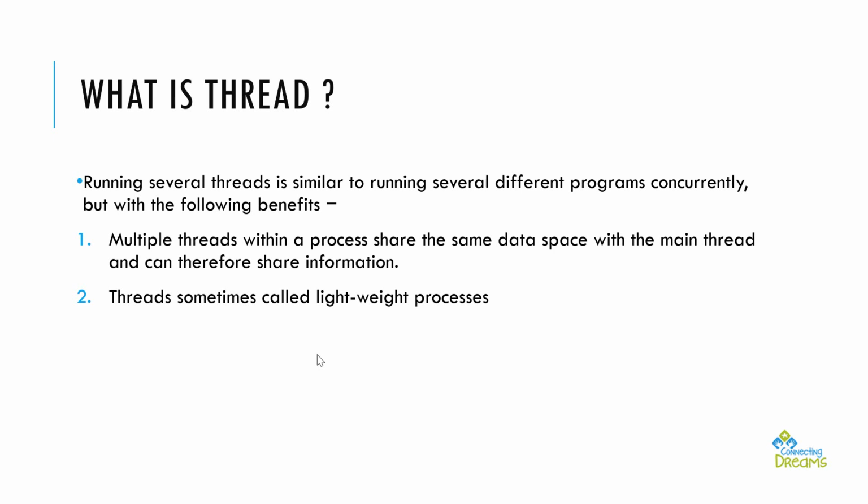Running several threads is similar to running several different programs concurrently, but with the following benefits. Multiple threads within a process share the same data space with the main thread and can therefore share information or communicate with each other more easily than if they were separate processes. Threads sometimes are called lightweight processes and they do not require much memory overhead. They are cheaper than a normal regular process.